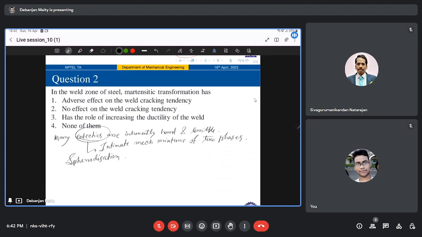Yeah. So coming to the question, it says that martensitic transformation has an adverse effect on the weld cracking tendency. Yes, and this is false. Of course not. Your martensitic structure is too brittle and prone to crack, right? So only option one is correct.